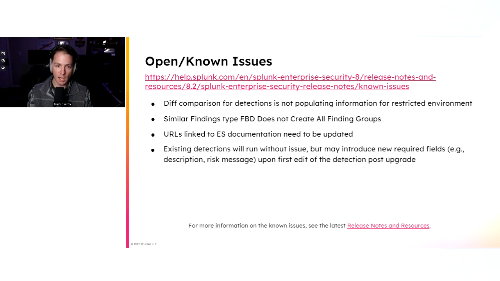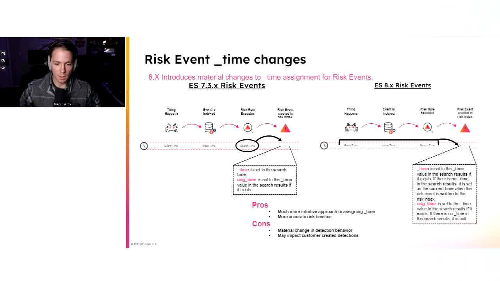All right, and this is a really tricky one, I'm going to do my very best to explain if risk event time changes. Not a super eye chart, and it looks like it's still legible on the screen, but I'm going to walk through what a risk event is. Those are the risk adaptive response actions, and they get written to index equals risk. That's the thing I'm talking about here.